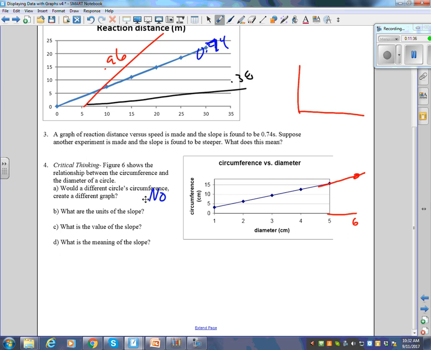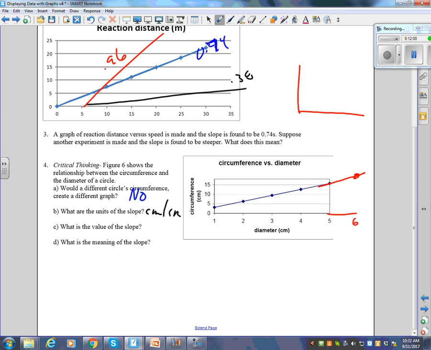Absolutely. What are the units of slope? Okay, now how do we do this? What are the units for the slope? You take the y, because slope is y divided by x, the rise over the run. You're going to take the units of the y and divide by the units of the x. So in fact, it's going to be what? Centimeters over centimeters?